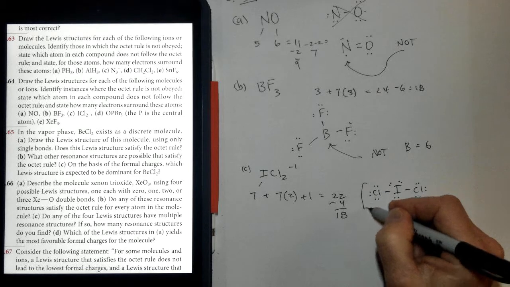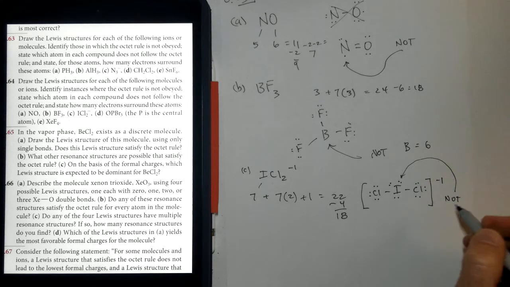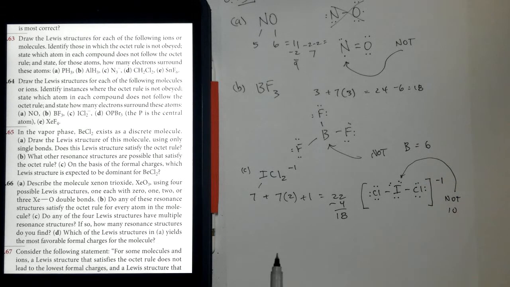And then we'd put brackets around it and a little minus 1 out here. And we do not obey the octet rule. Iodine breaks the octet rule. It has an expanded octet and has 10 valence electrons in this case. And it can do that because it is third period or below.